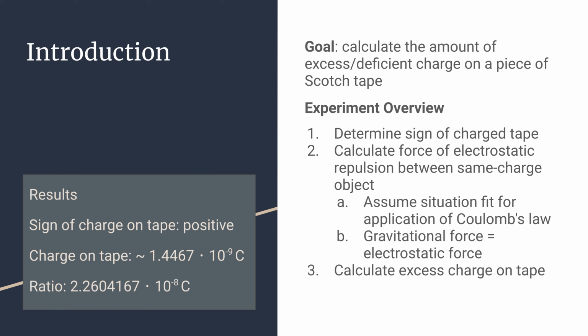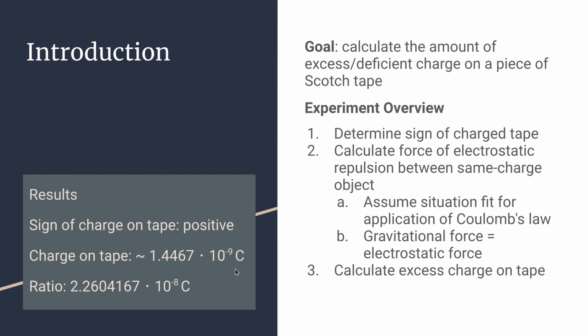So the goal of this experiment was to determine the amount of excess or deficient charge on a piece of Scotch tape. The idea was to determine the sign of the charge based on the tape's interaction with an object of known charge. So I used a negatively charged pen to deduce that the tape had a positive charge since they attracted each other. Then we can use a free body diagram to balance gravitational force in the negative y direction with electrostatic force from a similarly charged piece of tape in the positive y direction to calculate the amount of excess or deficient charge on the tape. In this case, deficient charge, which came out to be 1.4467 times 10 to the negative 9 coulombs.